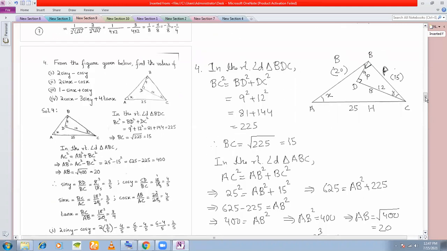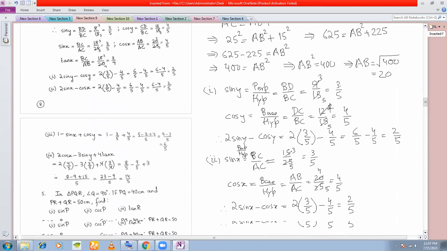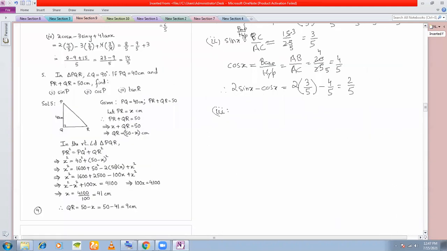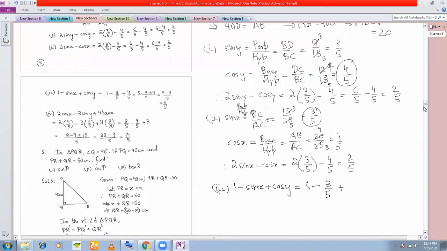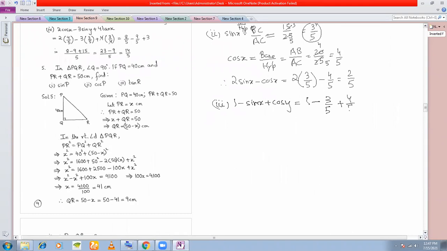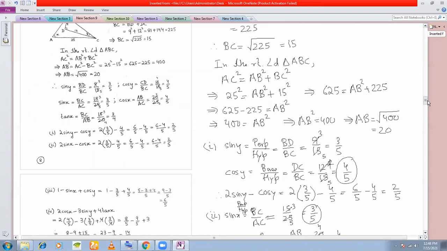First two questions done. Next, third question is 1 minus sin x plus cos y. 1 minus sin x. What is the value of sin x we have calculated here? 3 by 5, plus cos y. How much have we calculated cos y? 4 by 5. Take the LCM. We get 5 minus 3 plus 4, which is equal to 9 minus 3 by 5, just 6 by 5. Okay, so this is 1 minus sin x plus cos y.